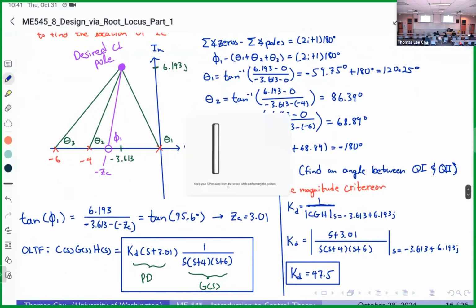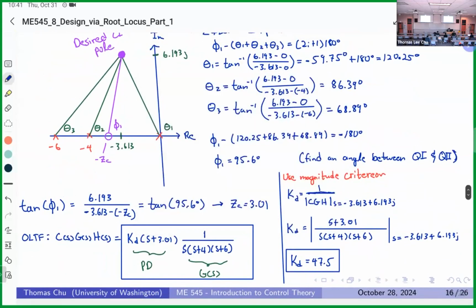The nice thing about PID controller design is that since we're only adding poles and zeros on the real axis, we never have to worry about the vertical component here. We only need to find the horizontal component there. Once we found the zero location, from there we used the magnitude criterion to determine the gain k such that the closed loop poles end up in the purple spot.